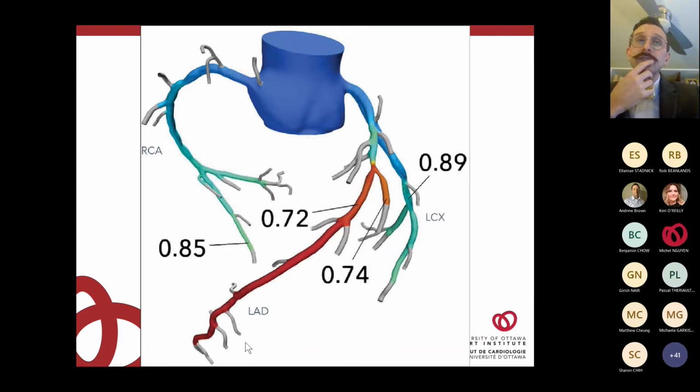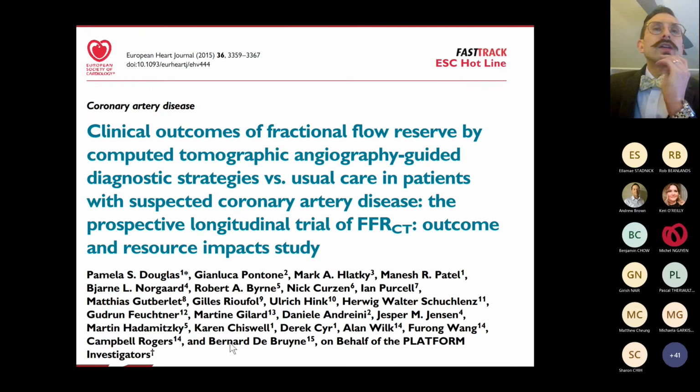FFRCT itself was initially introduced as a method to add functional information to the anatomical assessment of coronary stenosis on cardiac CT. The CT FFR values are actually calculated from computed coronary anatomy models. Trials like this have shown that FFRCT can improve the specificity of coronary CT. Douglas et al. took 584 patients with new onset chest pain and prospectively assigned them to receive either usual testing or cardiac CT with FFRCT.